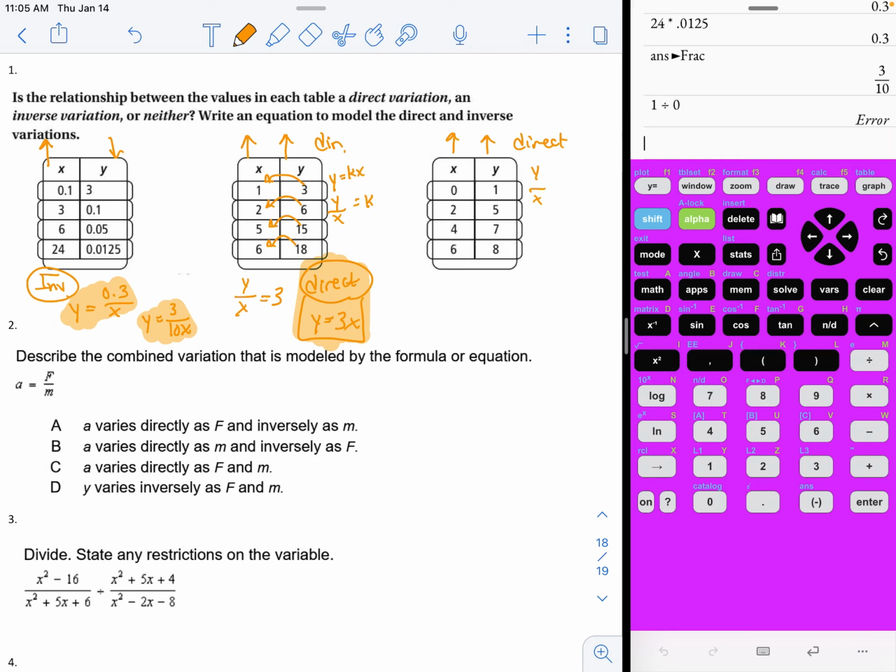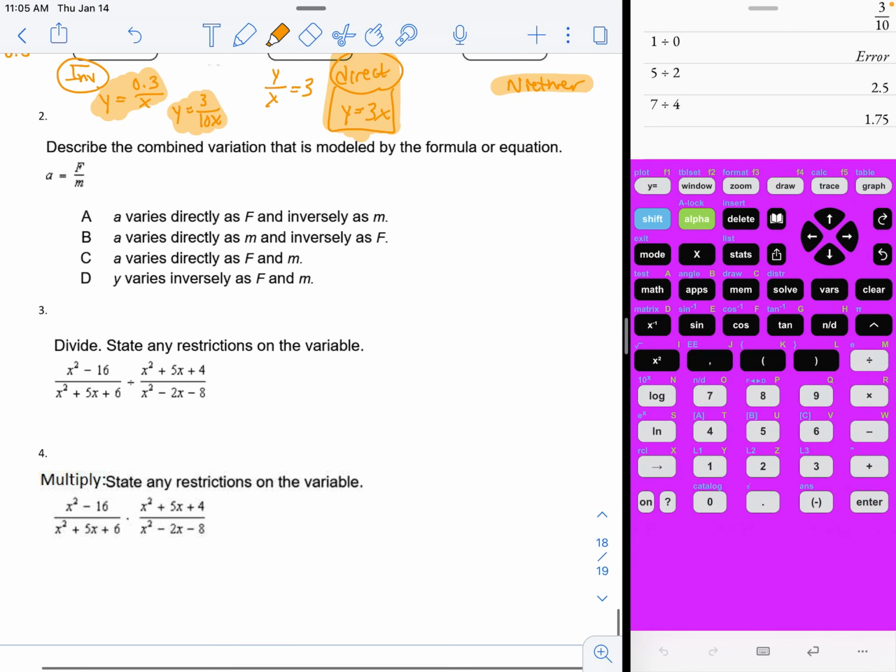If you even wanted to go as far as to test for inverse, you can multiply them, but they're not going to give you the same thing. This is not possible. Even if you wanted to say, okay, the 0 one's weird, what about 5 divided by 2 and 7 divided by 4? Not getting the same number. This one's neither. So I did one of each of these for you, so in case, depending on which one pops up on your final, you're ready for either of them or any of them.